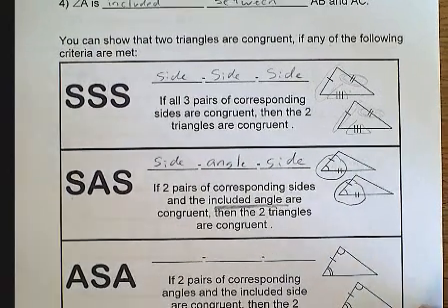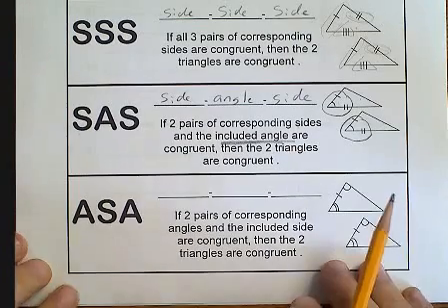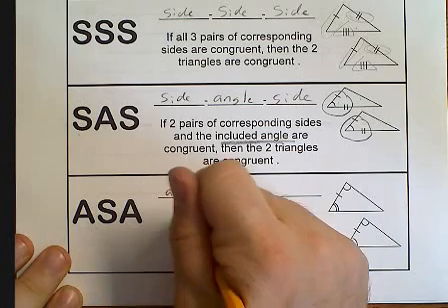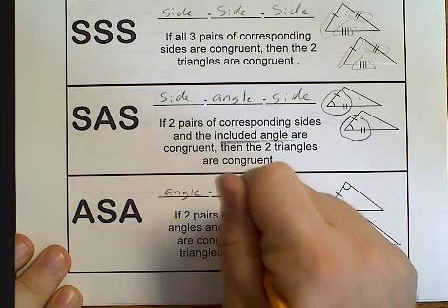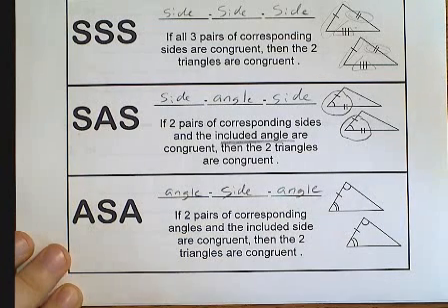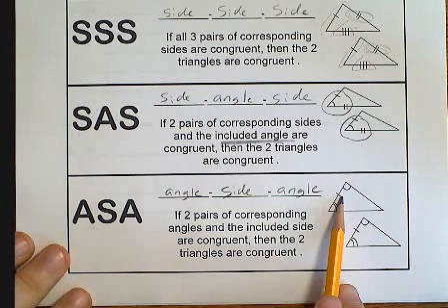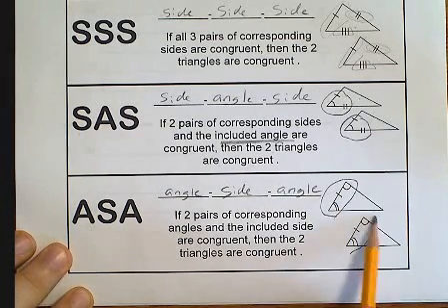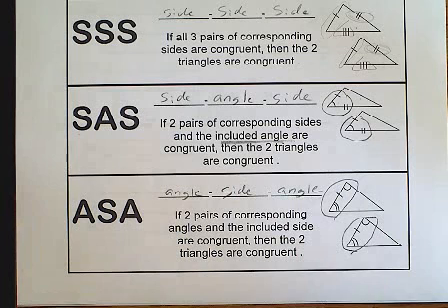And our last one is ASA, which hopefully you understand by now means angle, side, angle. So if I have the side included between two angles, that tells me that these triangles are congruent.